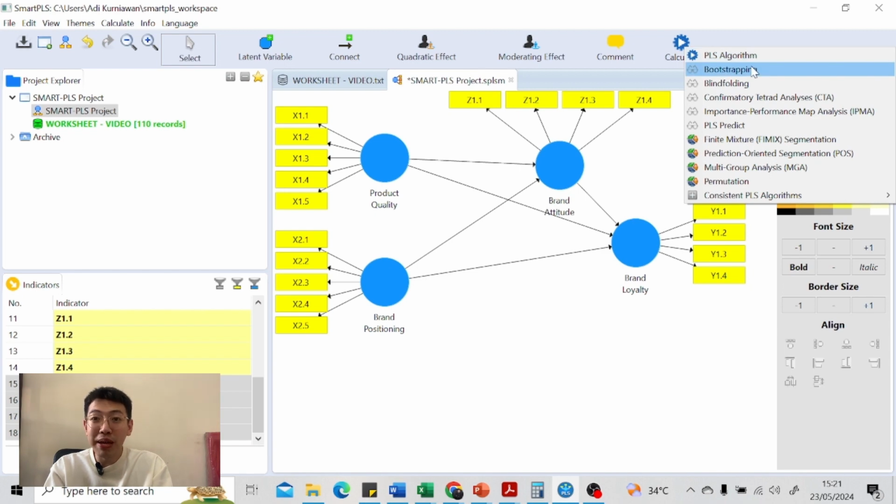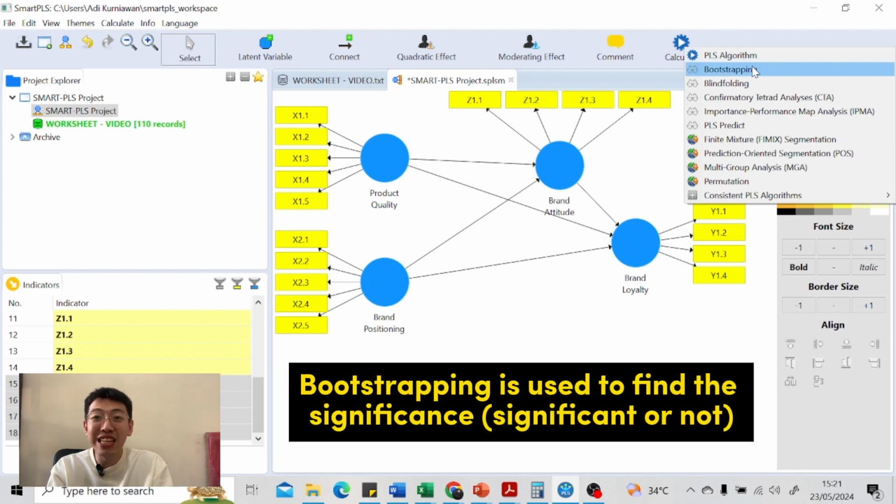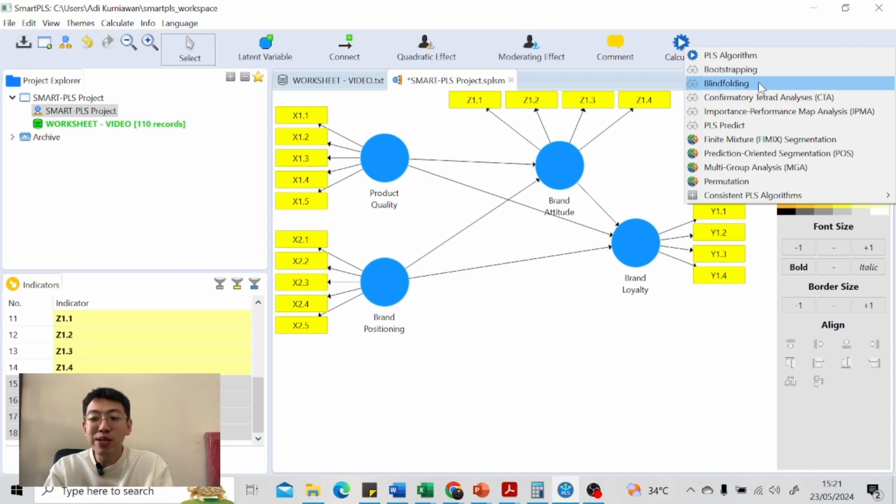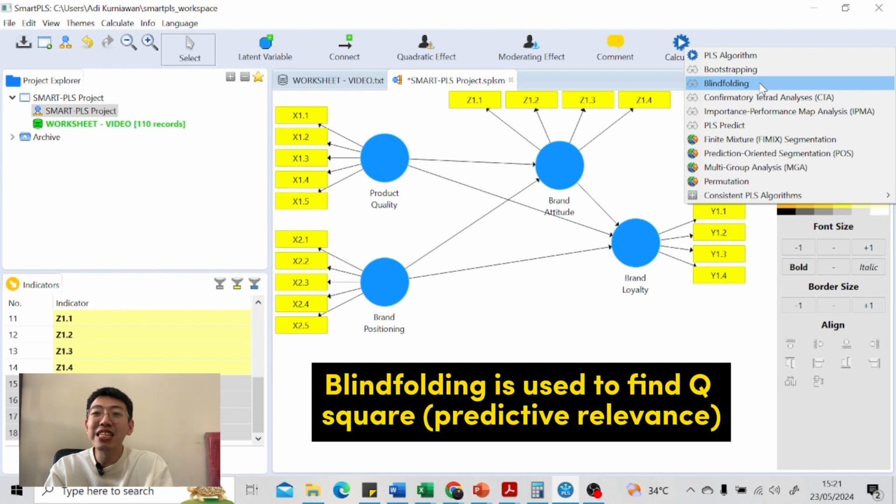However, for bootstrapping, you can find the significance. In PLS algorithm, you just know about the coefficients, but you don't know whether they are significant or not. So bootstrapping focuses on the significance. The last one is blindfolding. It is used to find the Q-square.